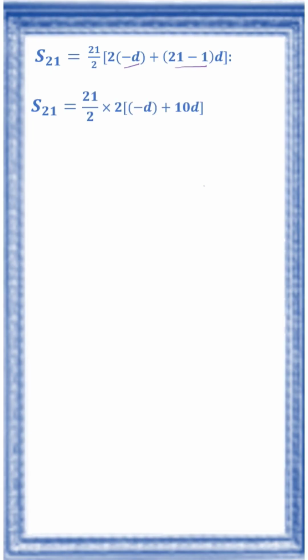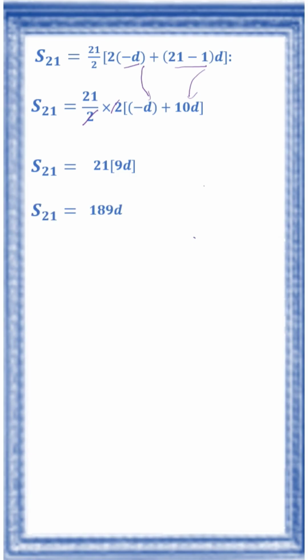Similarly, let us find S21. Instead of n, we have to put 21. Instead of A, negative of D. So now we get S21 is equal to 2 common here. Here 20, here 2. So now 21 by 2 into 2 times negative of D, this is 20D. Here 2 and 2 get cancelled. So now we get 21 into 9D. 10D minus D is 9D.